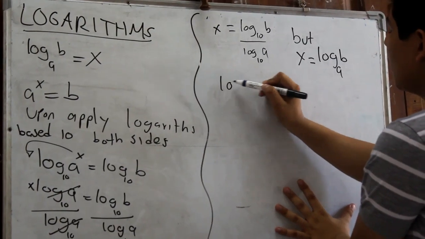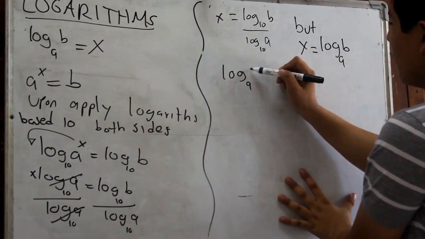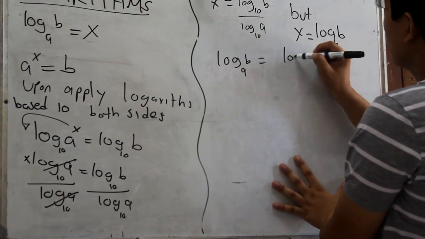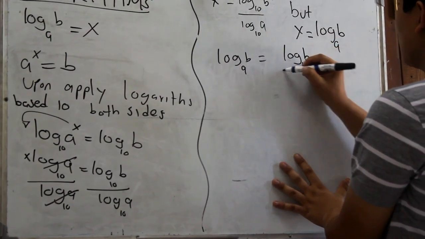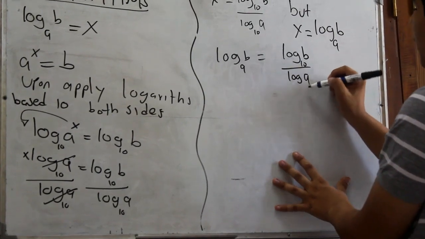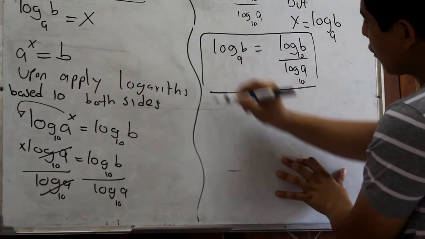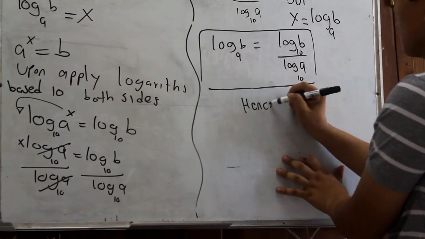So we can end by saying that logarithm of b base a is the same as saying logarithm of b base 10 over logarithm of a base 10. So here we have proved our rule. So we can say, hence proved.